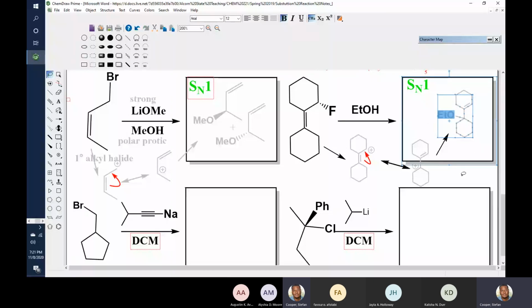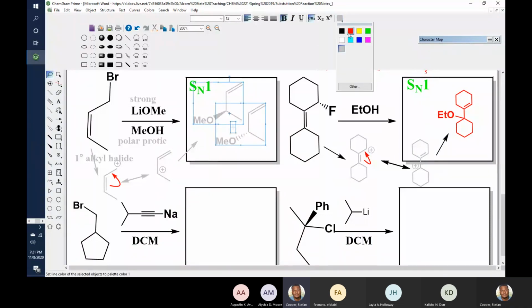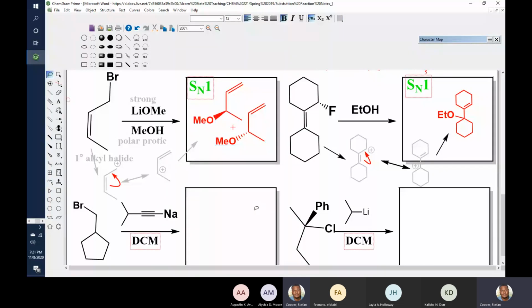Boy, I'm having issues with this computer. Come on. It's got two more things. I think I was putting the answer in red. I can't remember. Okay, let's go down here.